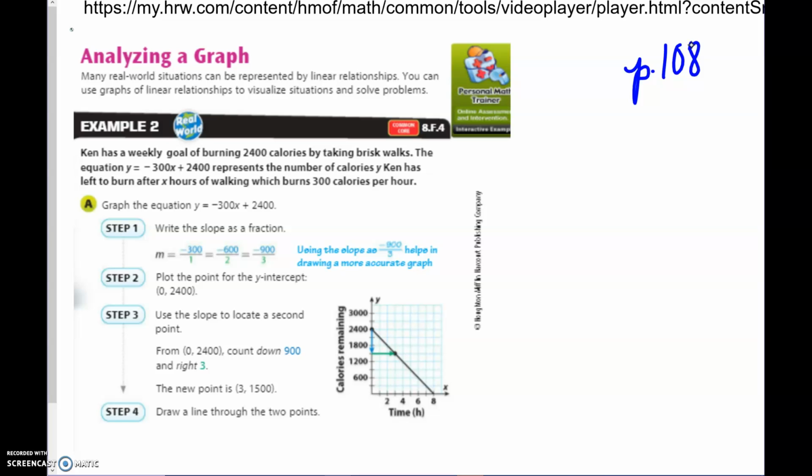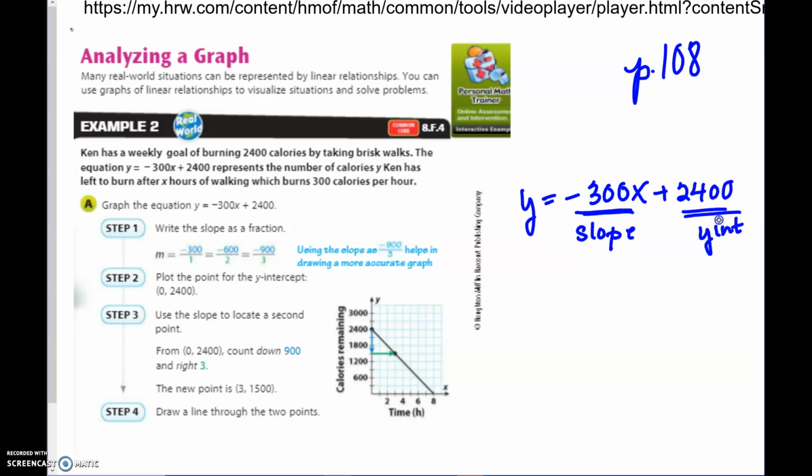So they are giving us an equation over here that says y equals minus 300x plus 2400. So from past practice and what we've been doing, we know that this number right here represents the slope. And we know that this number right here represents the y-intercept. Now this is also called the initial value, or where are we starting?